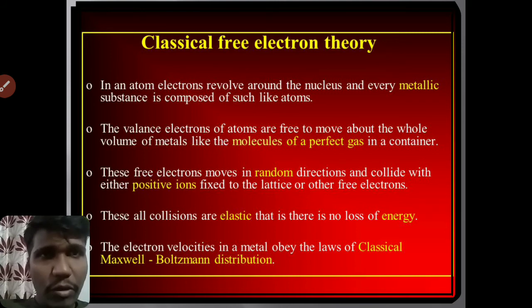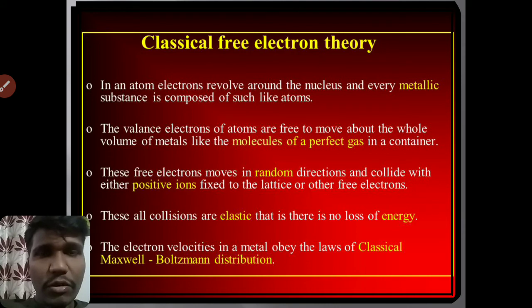The valence electrons of the atoms are free to move about the whole volume of the metal, like the molecules of a perfect gas in a container. In a big container, the valence electrons, which are free, move around the container, like molecules of a perfect gas, when the atoms become free.